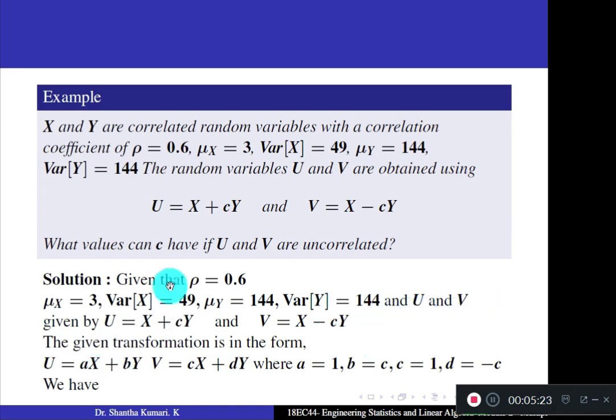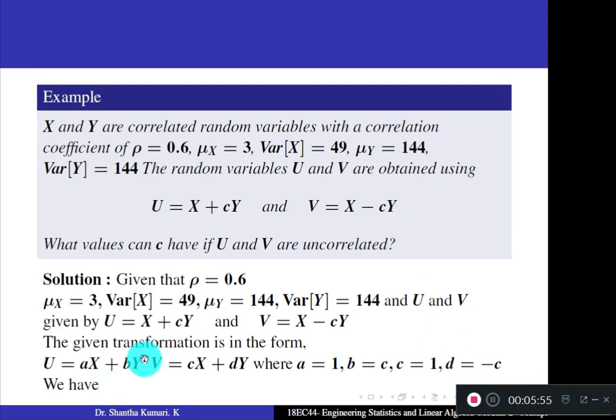And u and v are given. Transformations are given. Two variable transformations are given. The given transformation is in the form u equals ax plus by and v equals cx plus dy. So this is in the form ax plus by: in the place of a you have 1, in the place of b you have c. So a equals 1, b equals c. And this is in the form cx plus dy: in the place of c you have 1 and in the place of d you have minus c.